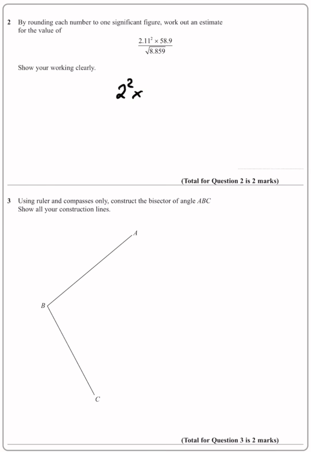Question 2, rounding each number to one significant figure: 2 squared times 60 over root 9, which is the same as 240 over 3, which is 80. So 80 for question 2.